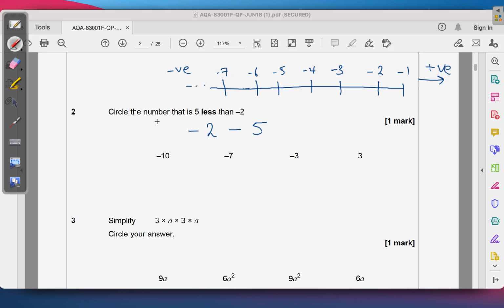Okay, so circle the number that is 5 less than -2. So we start on -2, and then we count backwards, because we're doing less than, so it's got to be a more negative number. So we go 1, 2, 3, 4, 5. Okay, so we've landed on -7. So -7 is our answer.